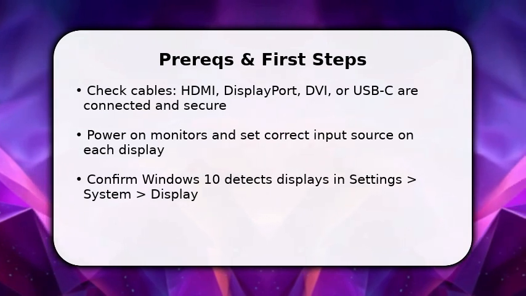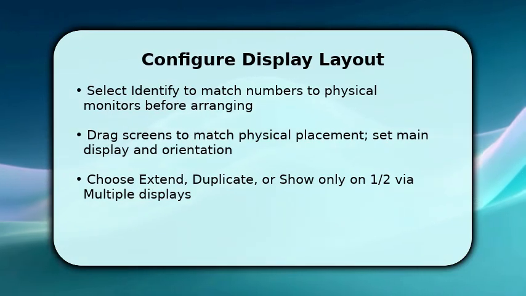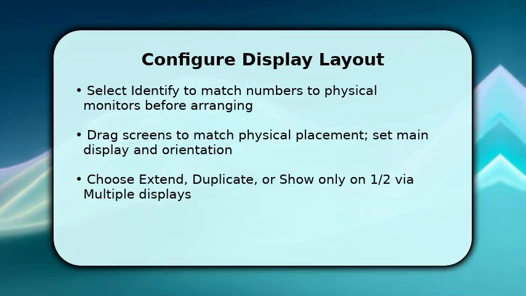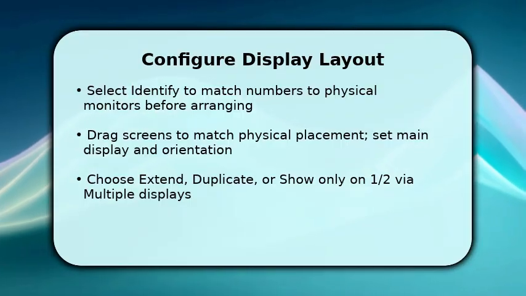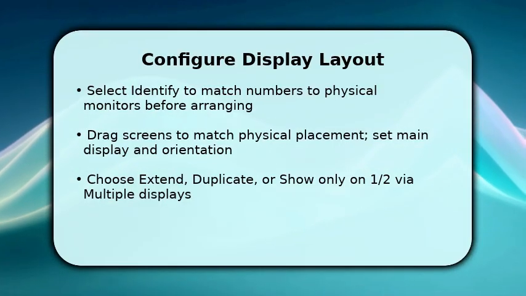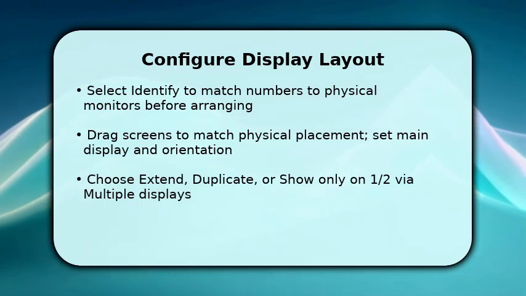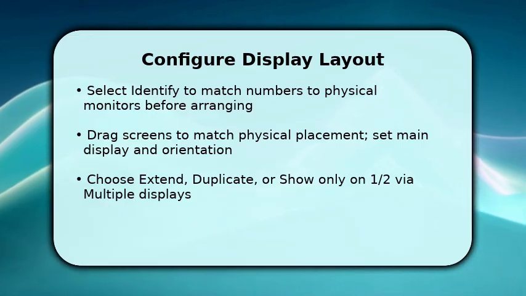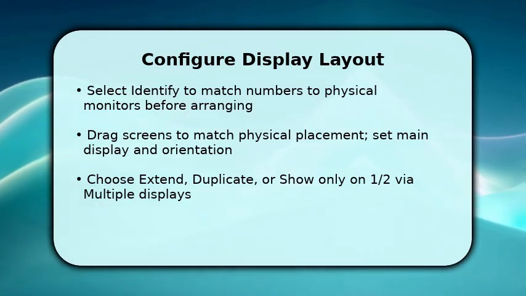Now you'll arrange and choose how the displays behave. Click Identify so numbers appear on each monitor. That tells you which tile corresponds to which screen. Drag the tiles to match the physical layout and set one as your main display for the taskbar and new windows. Use the Multiple Displays drop-down to pick Extend, Duplicate, or Single Screen modes depending on your workflow.